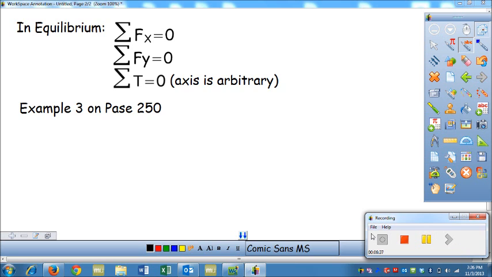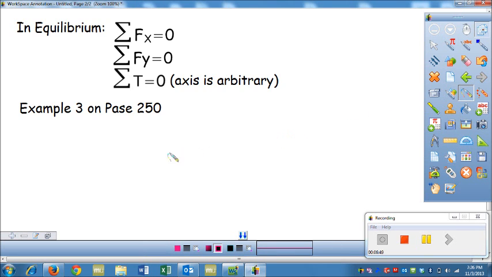There we go. In this example, we have a woman standing on the end of a diving board. It says, a woman whose weight is 530 newtons. Okay, so let me start drawing this out. All right, basically what we've got is this diving board. And there's a fulcrum right here. There's an upward force, and then there's a bolt pushing downward on it right here.